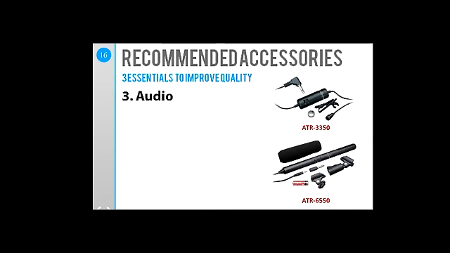Now, if we're going to talk about audio, I know that Peter covers this in his programs, but a lot of us are familiar with Audio-Technica. They have the ATR 3350, which is a lavalier style microphone, and the ATR 6550, which is a shotgun style, or a type that you point directly at your source, like someone's mouth, and it kind of blocks out what's going on around you in the room. So both of these get you a nice up-close sound.